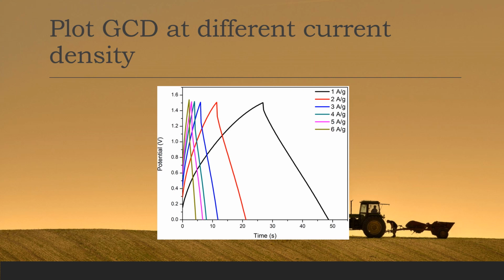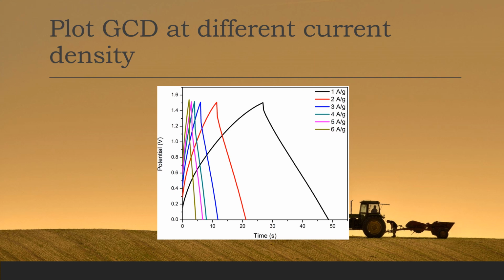Sometimes that lower current cannot achieve the potential window for the device that you set. When the potential window is not achieved, then there is no point running the GCD. That's why you need to slowly increase the current, which means the current density will also be increased. This is the ideal case.